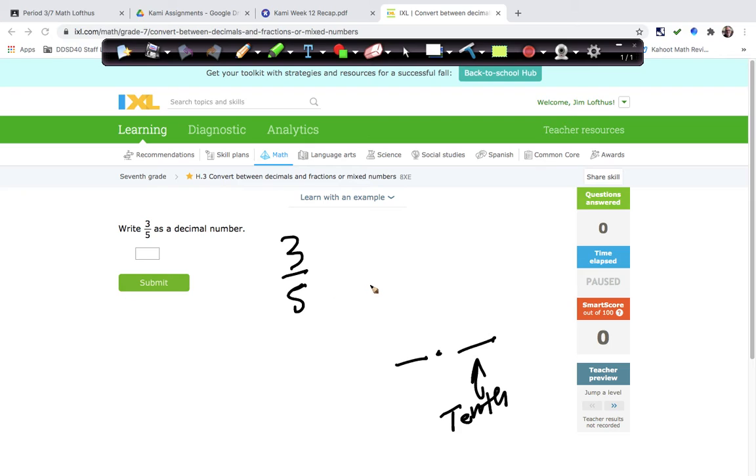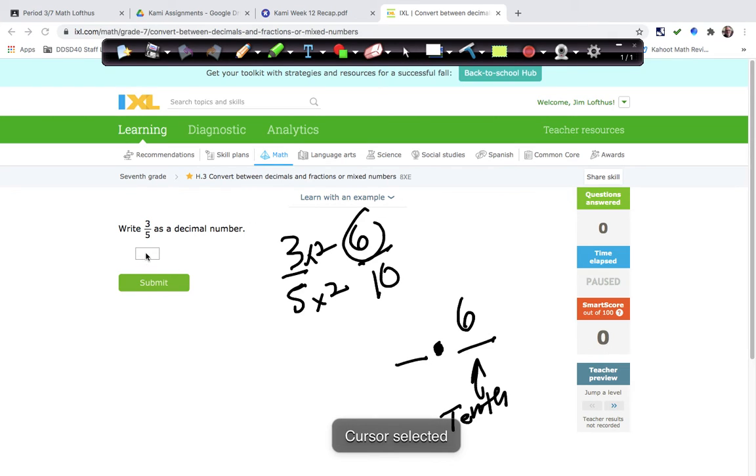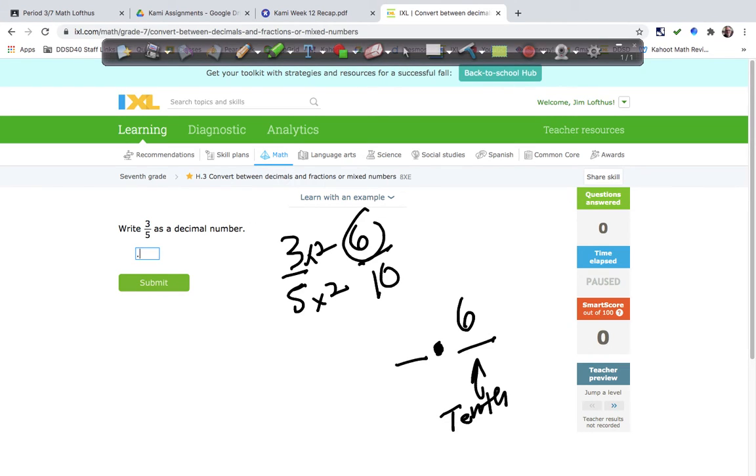So if I can have a 10 right here, then this is what I say right here. So 5 times 2 is 10, 3 times 2 is 6. So 6/10 is like this. If we can get away from saying 0.6 and say 6/10, then we can get those correct by just reading them. So 6/10.